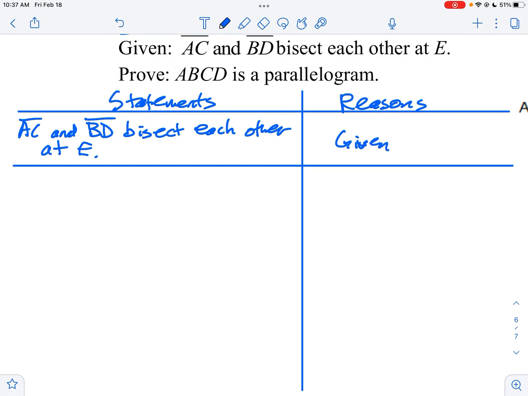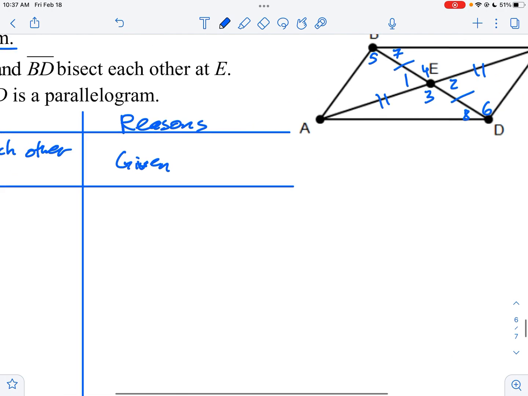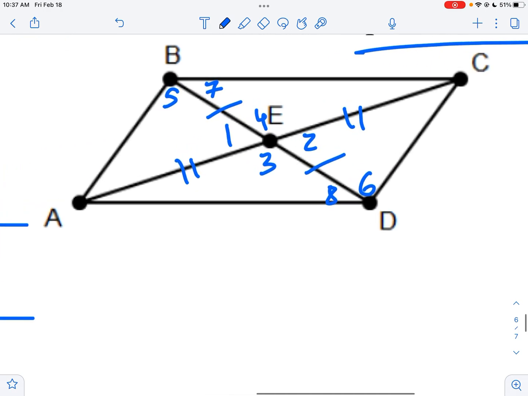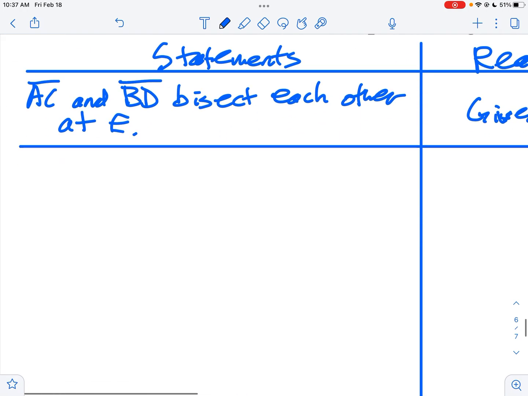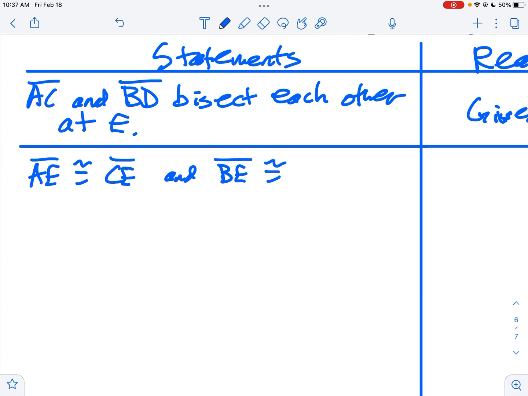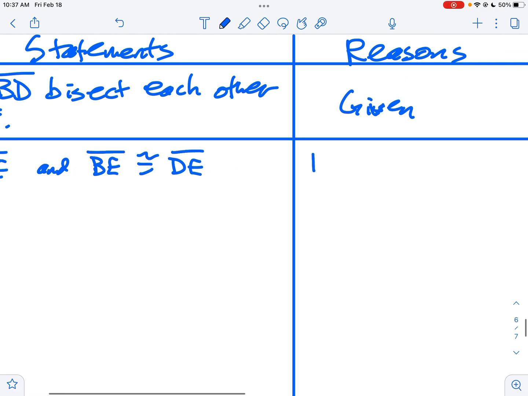Nice. So let's dive into this. Let's write down our segments that are congruent. We got AE, CE, BE, DE. So AE is congruent to CE, and BE is congruent to DE. And that is just definition of bisect.